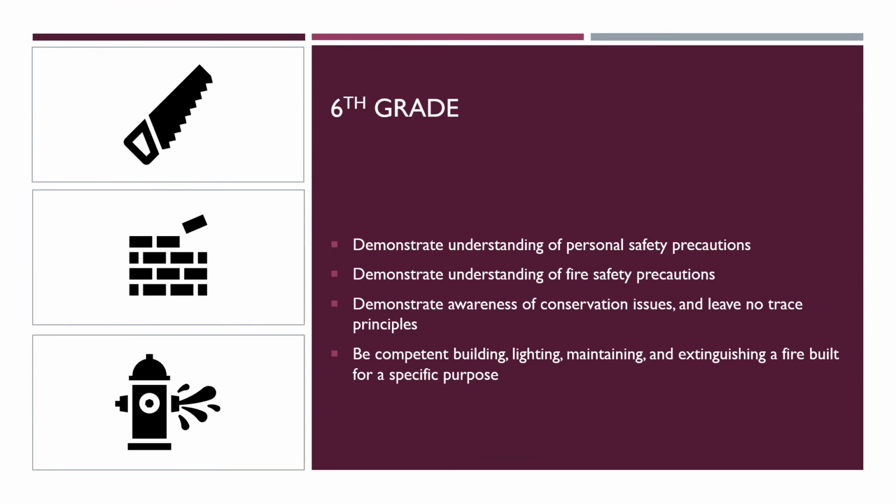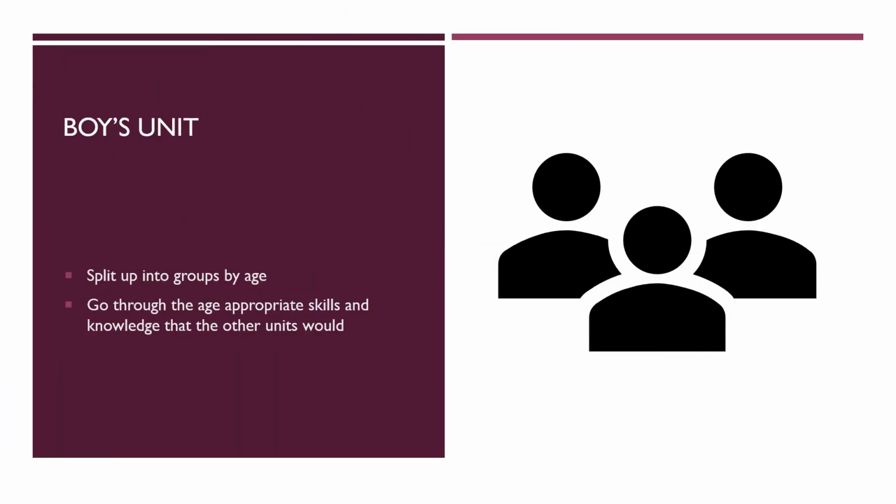6th graders will demonstrate the understanding of personal safety precautions, demonstrate the understanding of fire safety precautions, demonstrate awareness of the conservation issues and leave no trace principles, and be competent in building, lighting, maintaining, and extinguishing a fire built for a specific purpose. The boys unit will split up into groups by age and go through the age-appropriate skills and knowledge that the other units would.